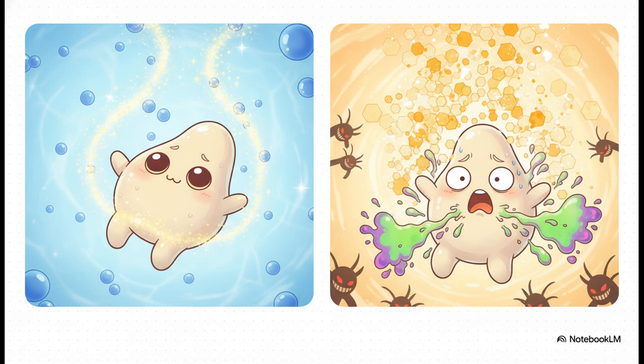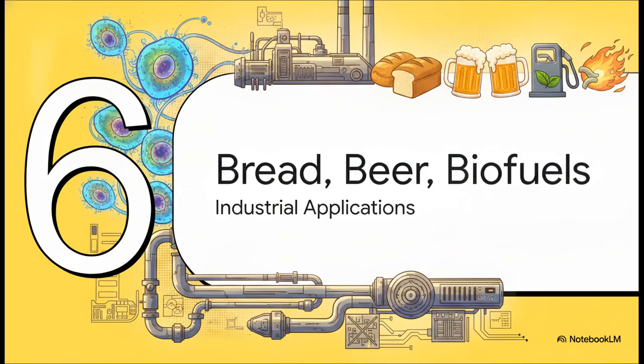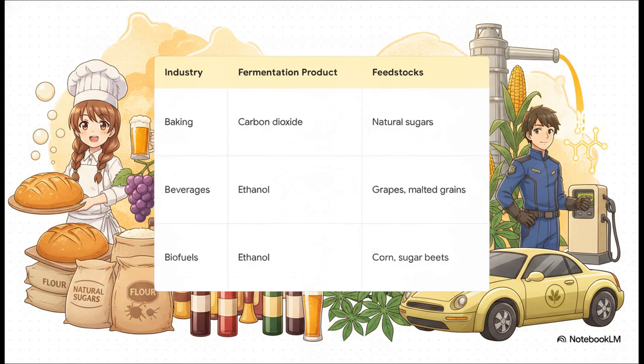How cool is that? Part 6. Bread, beer, and biofuels. Let's zoom out a bit. The exact same microscopic chemistry we just watched in the flask powers a global industrial footprint. In the baking industry, we're harnessing that carbon dioxide to make our bread rise. In the beverage world, it's all about capturing the ethanol from grapes or malted grains. And perhaps most critically for our future, the biofuel sector ferments high-yield crops like corn and cassava to produce ethanol that gets blended right into gasoline.